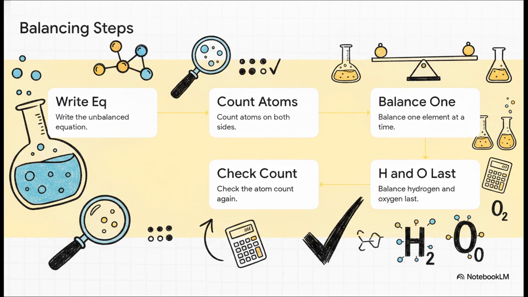Just follow this exact sequence to reliably balance any equation. First, write down the unbalanced equation. Next, systematically count the atoms on both sides. Now listen up, because here is the insider secret that'll save you from tearing your hair out. Balance one element at a time and always leave hydrogen and oxygen for last. Seriously, they tend to be everywhere, so they often just conveniently balance themselves out if you handle the other elements first. And finally, always do a quick recount just to be sure.